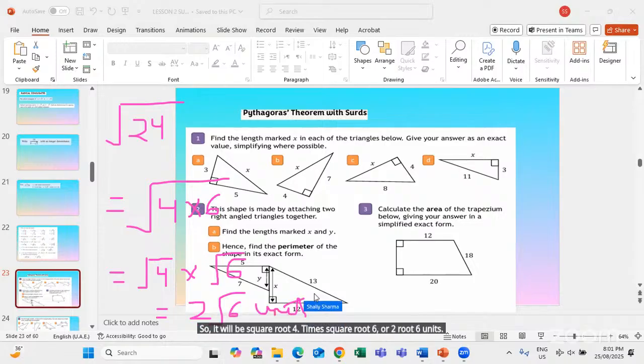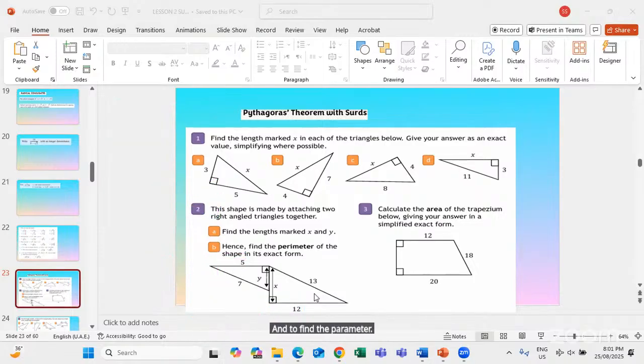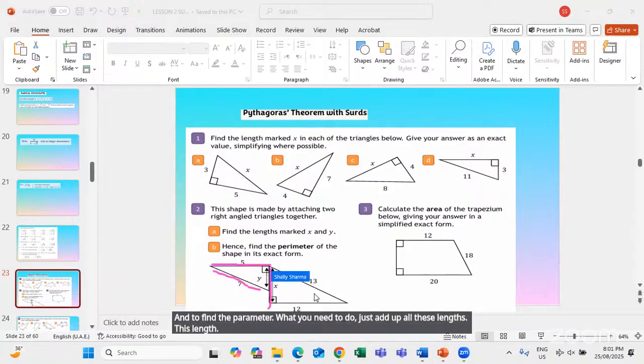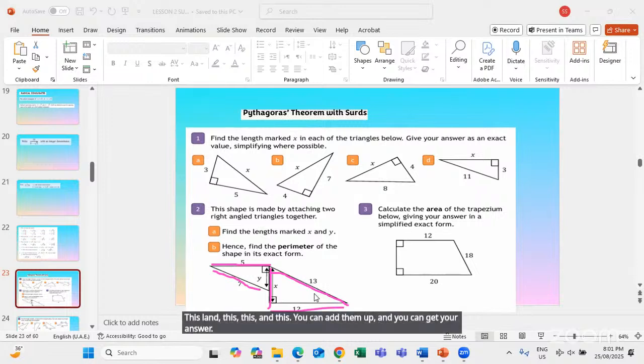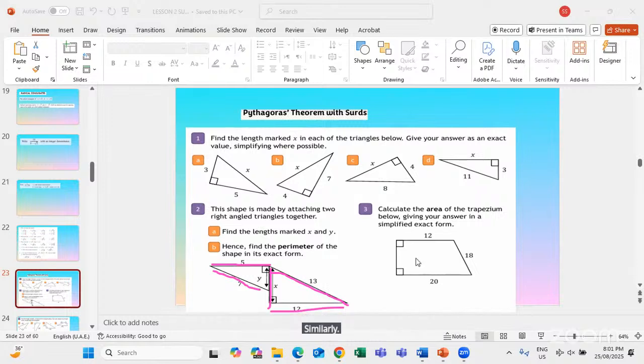And to find the perimeter, what you need to do is just add up all these lengths. This length, this length, this and this. You can add them up and you can get your answer. Similarly, you can try question number 3.